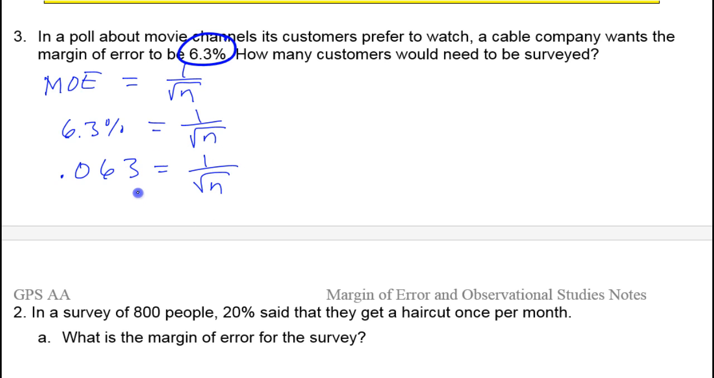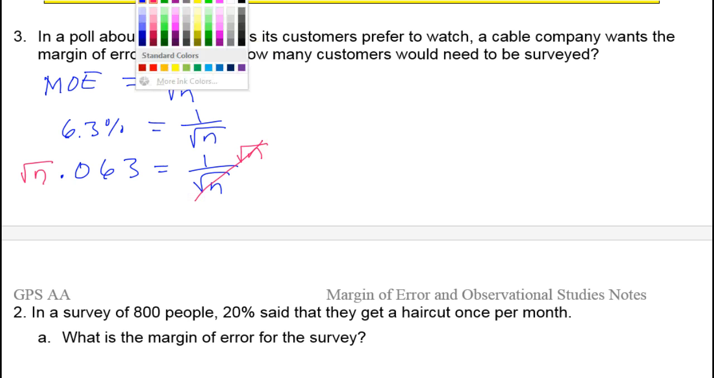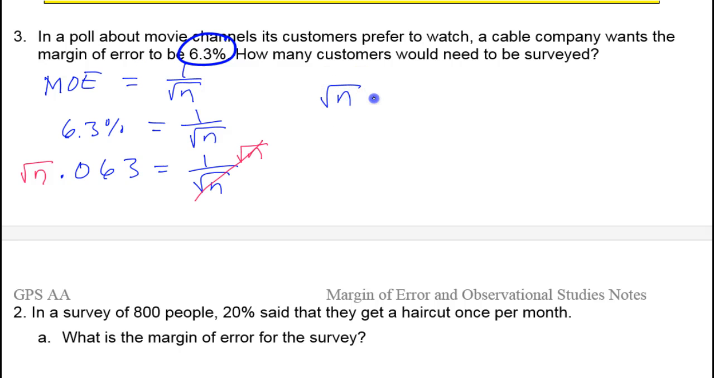So then it's just a matter of solving this equation for n. Any ideas of what my next move might be? Yeah, if you have a denominator, probably you're going to wind up multiplying both sides by the denominator. So we could multiply both sides by radical n. That way these radical n's are going to cancel out. So far, that gives me 0.063 times radical n is equal to 1. So what's my next move to get this n by itself? That's right. We're going to divide both sides by 0.063.